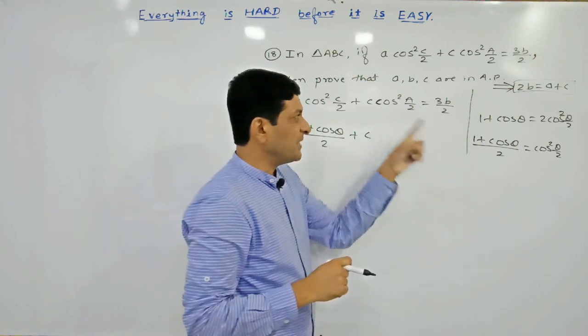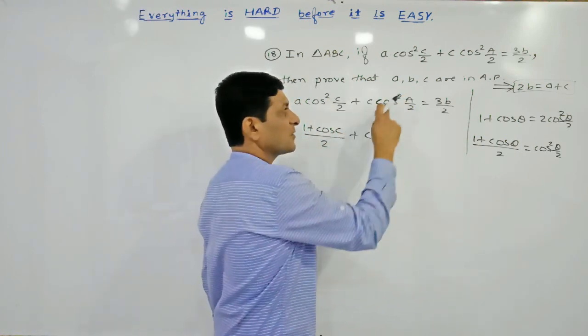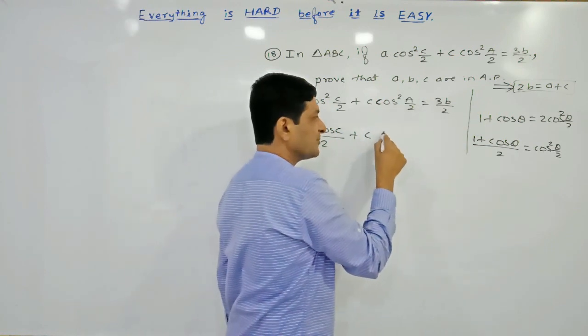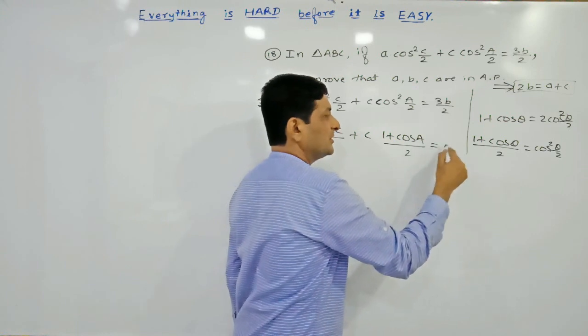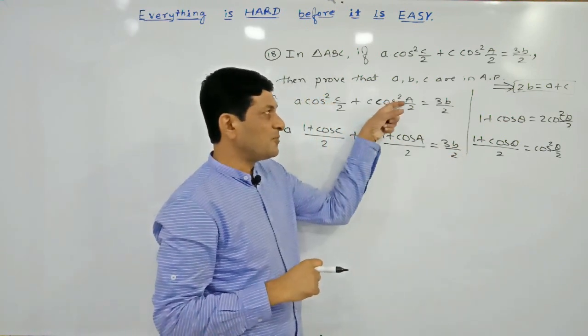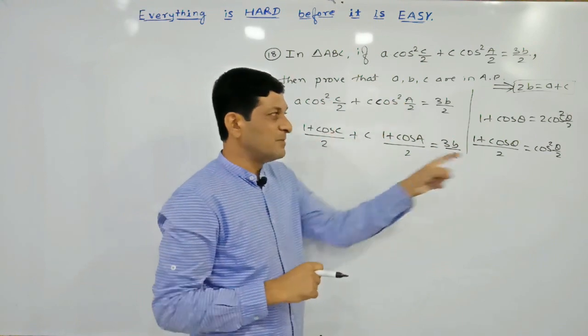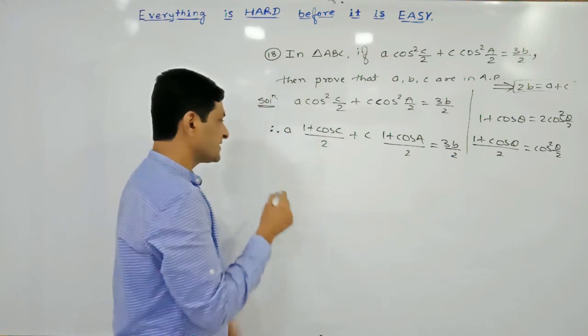Again according to the same method, cos square A by 2, sorry, here theta is C. Again here cos square A by 2 can be replaced by (1 plus cos A) upon 2, and on this side 3b upon 2, keep it as it is. We have just substituted the values of cos square A by 2 and cos square C by 2 using this half angle formula. So now let us simplify it.